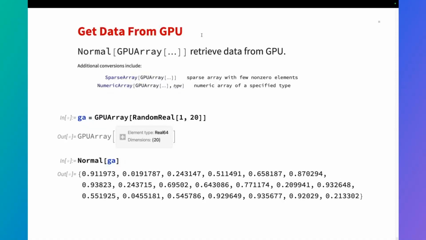So that was going from the CPU to the GPU. Now, when you have your data on the GPU, can you retrieve it and bring it back to the CPU, right? The function Normal retrieves the data from the GPU to the CPU. Essentially, it gives you the corresponding representation as a list, a packed array, a sparse array, or a numerical array on the kernel, the Wolfram side. This is just a basic example: the GPUArray I generated from RandomReal, I can just do Normal and I get back a list, which is on the CPU side.